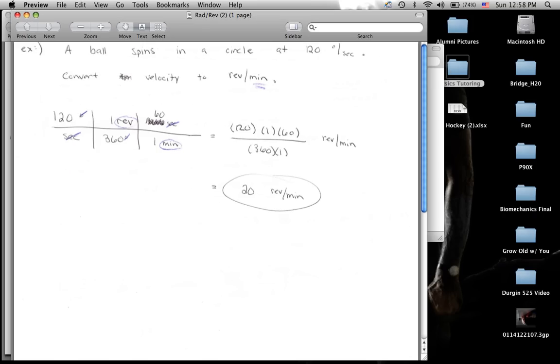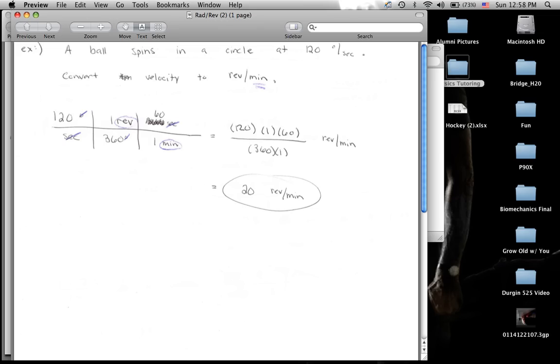Then we'll go over here. Our third example, I know you asked for radians and revolutions, but I threw in another one with degrees. I've got a ball that spins in a circle at 120 degrees per second. Convert that velocity to revolutions per minute. So we've got 2 things here. We need to convert from degrees to revolutions and seconds to minutes. So I'll write 120 degrees per second. Then you need to find a different conversion for each one, by each one I mean the degrees to revolutions and the seconds to minutes.